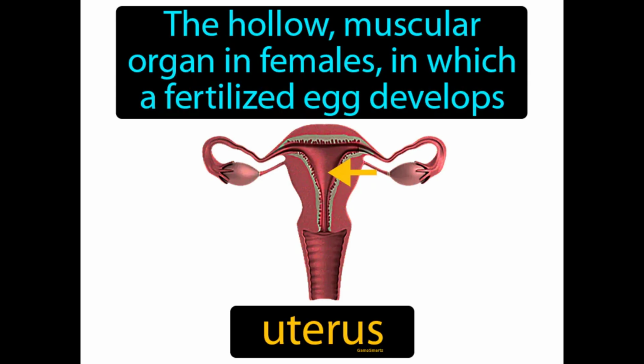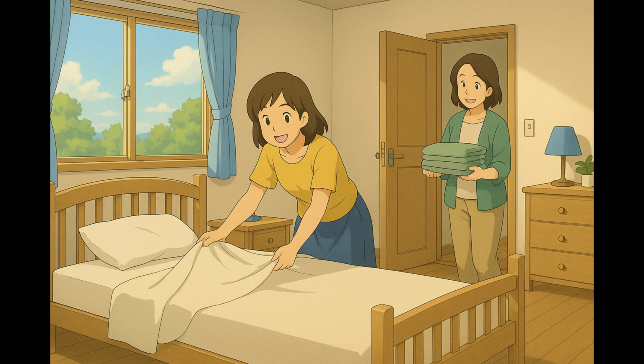The hollow muscular organ in females in which a fertilized egg develops. Uterus. The uterus is a part of the female body where a baby grows during pregnancy. Imagine trying to set up a cozy guest room in your home for a visitor who will stay for a while. Just like preparing a welcoming space with a comfy bed and essential amenities, the uterus prepares a nurturing environment for a fertilized egg to develop.